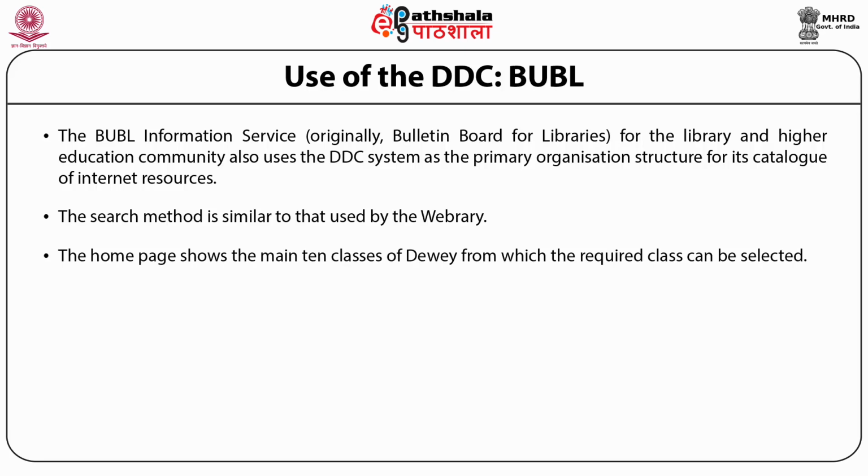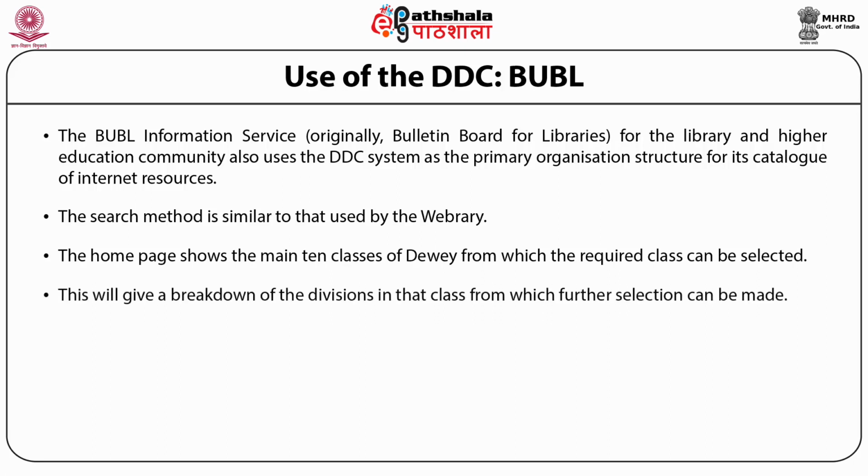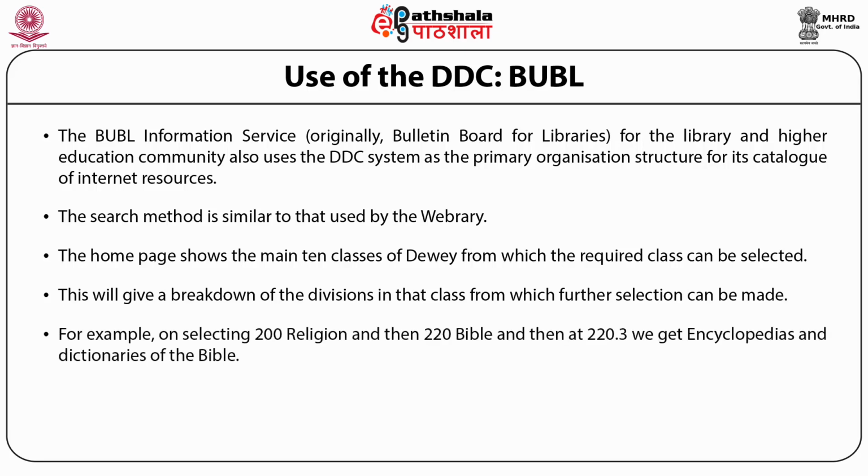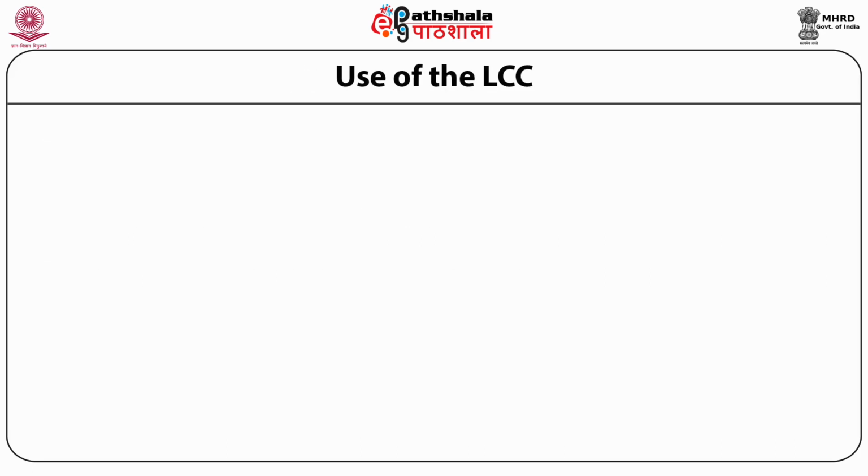The home page shows the main 10 classes of DDC, from which the required class can be selected. This will give a breakdown of the division of the first class, from which further selection can be made. For example, on selecting 200 religion, then 220 Bible, and then 220.3, we can get encyclopedias and dictionaries of the Bible. Use of the Library of Congress classification.